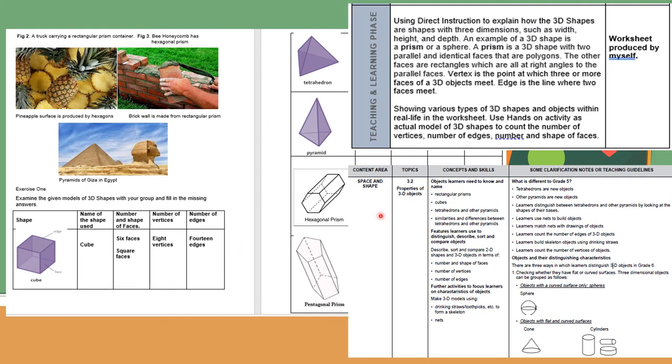Okay, according to CAPS, it told us to find something that's relative in nature to what we are learning, and we've mentioned pineapples, okay, we've mentioned honeycombs from the previous page, we've mentioned brick.